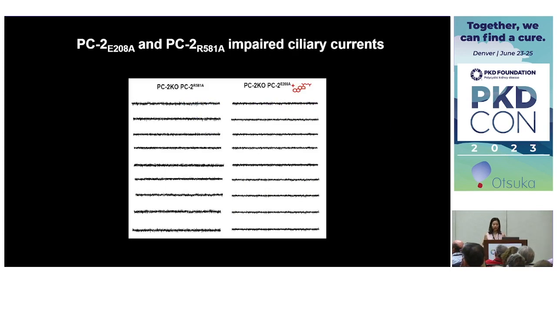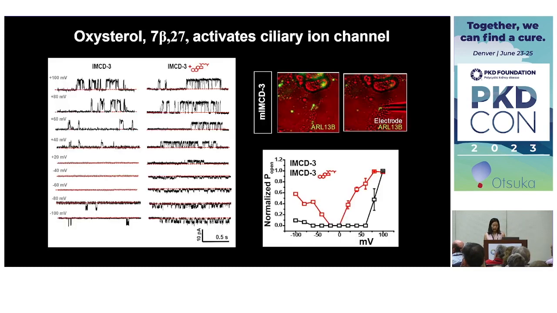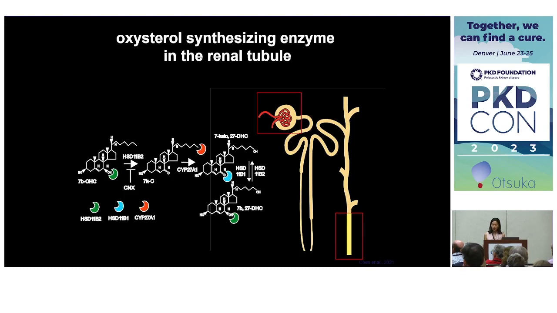So activity is gone. And then we also treated this oxysterol 7-beta-27 in the cilia and then measured the polycystin activation. It turned out that this oxysterol further potentiates the channel activity. So now we learned that this oxysterol can potentiate the ciliary currents. But what if there's no oxysterol at all in cilia? What happens, right? So we decided to study the oxysterol synthesizing enzyme in the renal tubule.